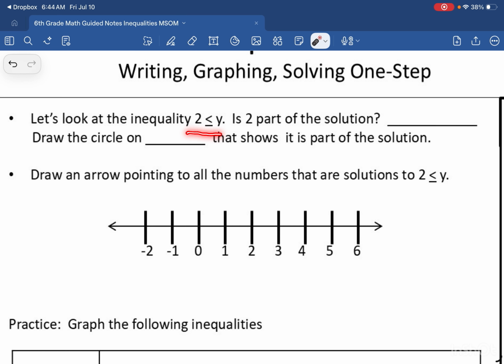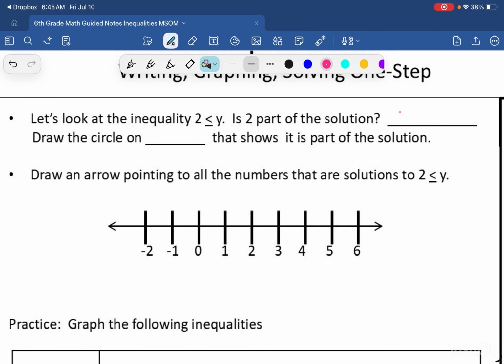Let's look at the inequality 2 is less than or equal to y. Is 2 part of the solution? Yes, because it says less than or equal to y. So we're going to draw the circle on 2 that shows it is part of the solution. So it's less than or equal to, so my circle will be closed, meaning I'm going to color it in.